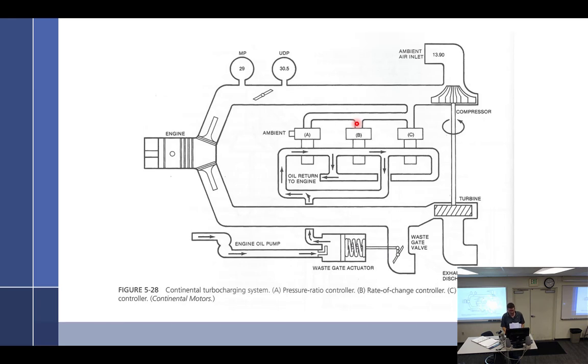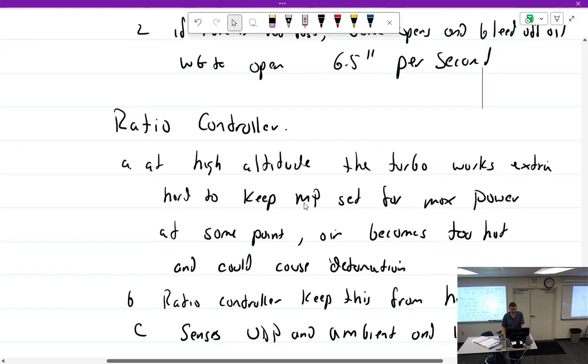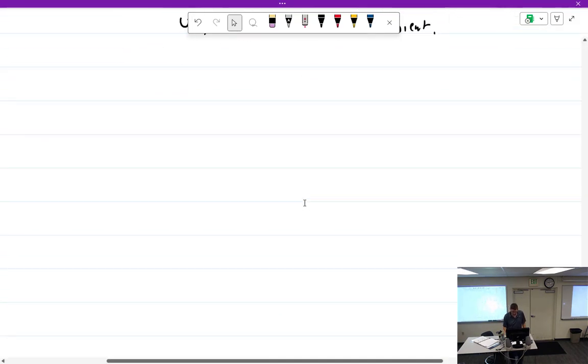Yes. There are some other TCM systems, which I'm not going to get totally into. I would just tell you there's the variable absolute controller.